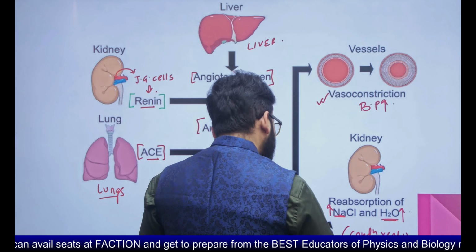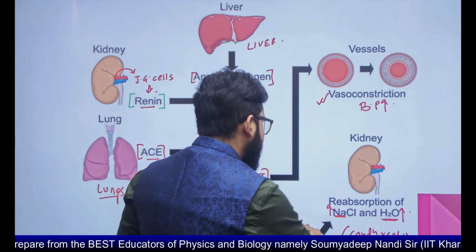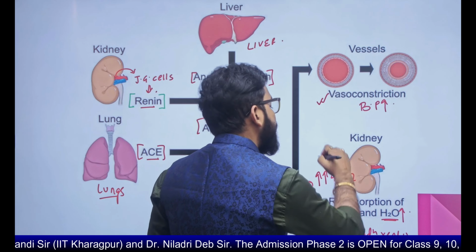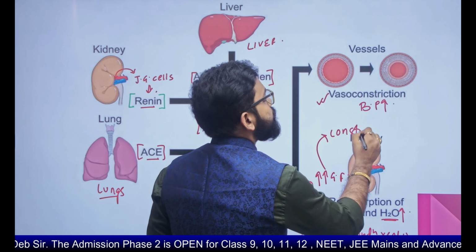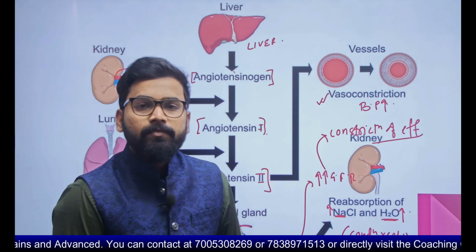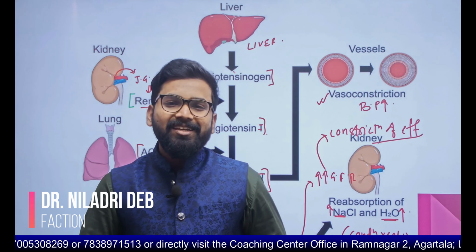We have also seen that this aldosterone also increases the GFR. How? By constriction of the efferent arteriole. Clear? So this was all about the RAAS mechanism.